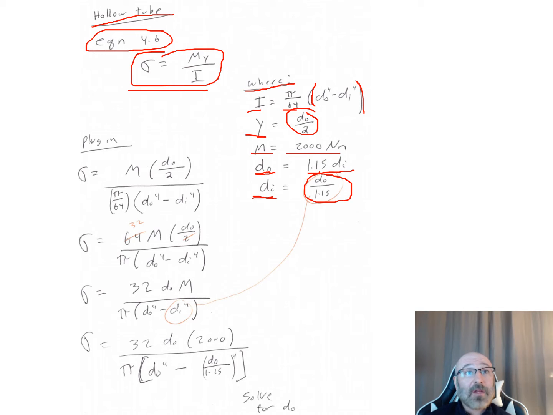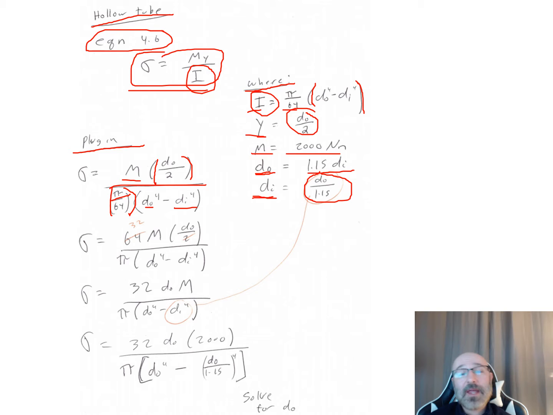So I can go back to that governing equation there, and I can put on the bottom here for my I right here that value from our appendix C for a hollow tube, which is pi over 64 times the difference in our d outer to the fourth minus d inner to the fourth. And on the top, I have my moment times my y value, which was my d outer, my outer diameter, divided by 2.